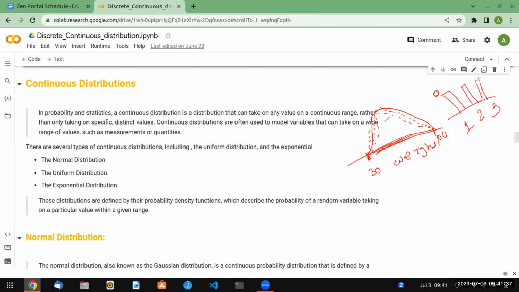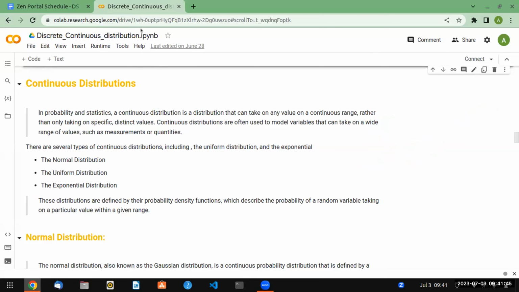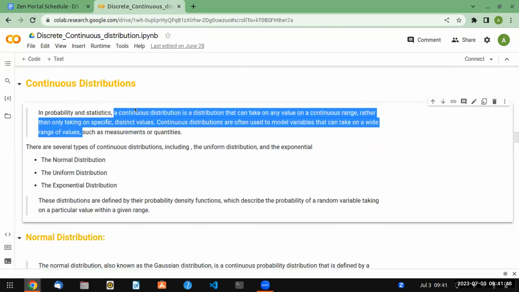right? Continuous distribution. And there are three types of continuous distribution. Let me read that for you. In probability and statistics, a continuous distribution is a distribution that can take on any value on a continuous range, rather than only taking on specific or distinct values. Continuous distributions are often used to model variables that can take on a wide range of values, like I said, the weight from this to this, such as measurements or quantities.